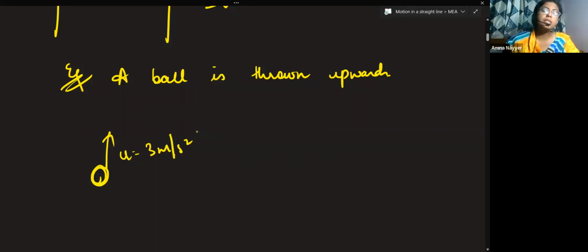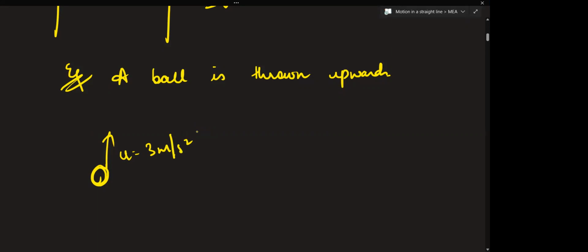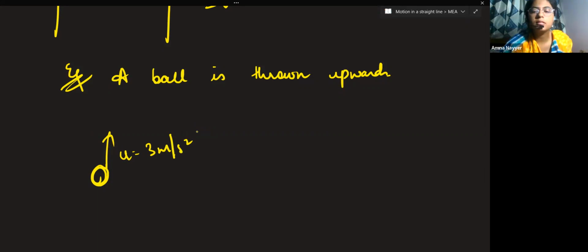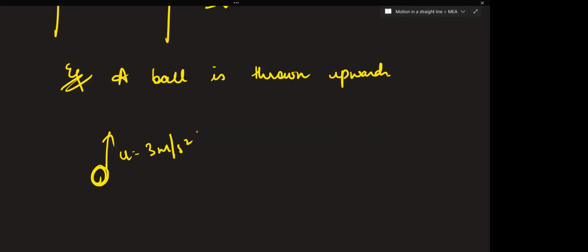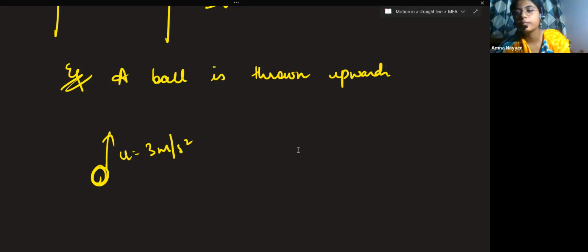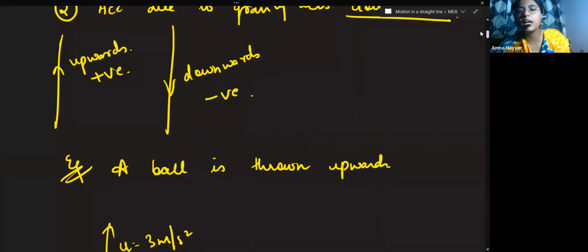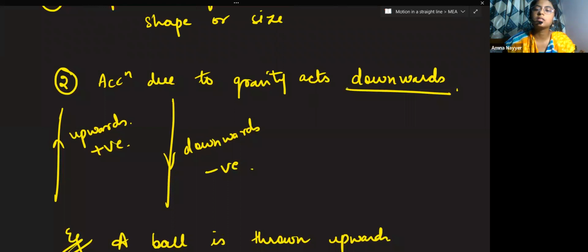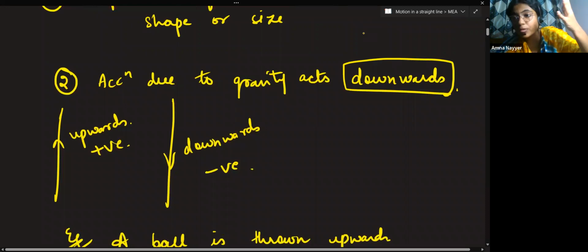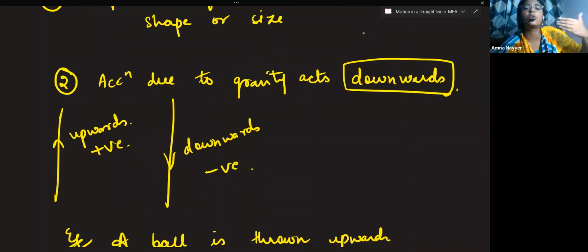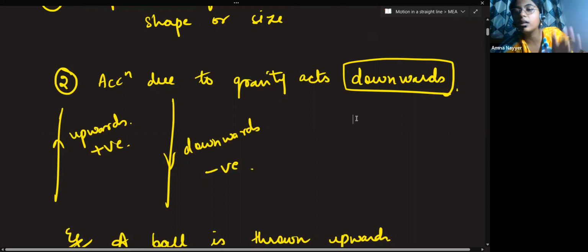Aisha, what will be the direction of acceleration due to gravity? Upwards or downwards? That's what I was telling you. Acceleration due to gravity always acts downwards, whatever the motion, whether the body is moving downwards, upwards, forwards, or backwards. The acceleration due to gravity always acts downwards.